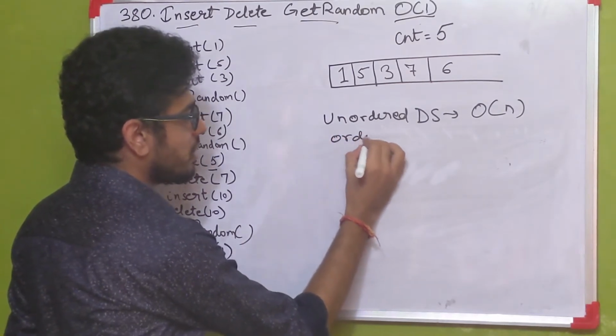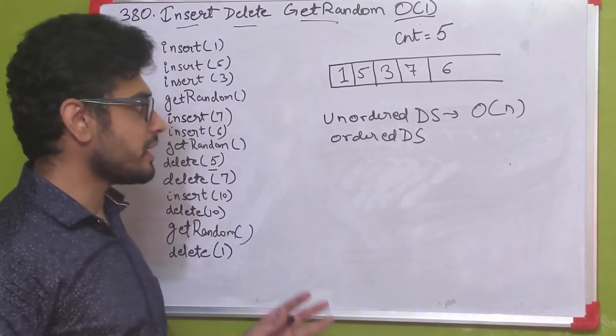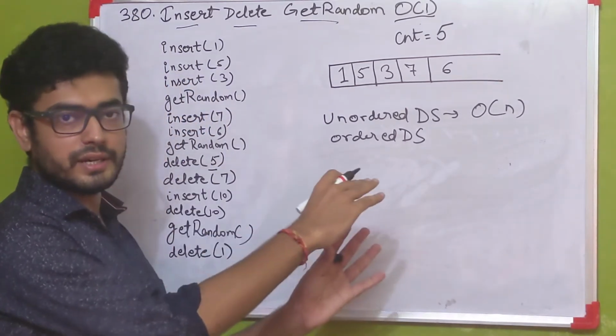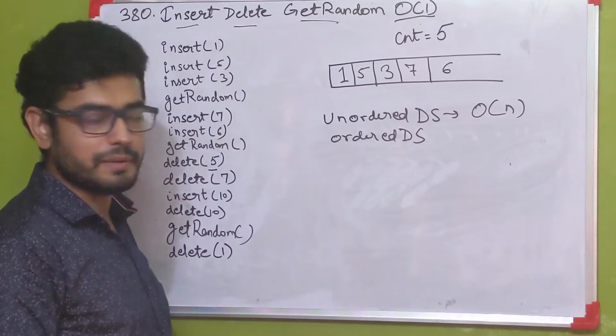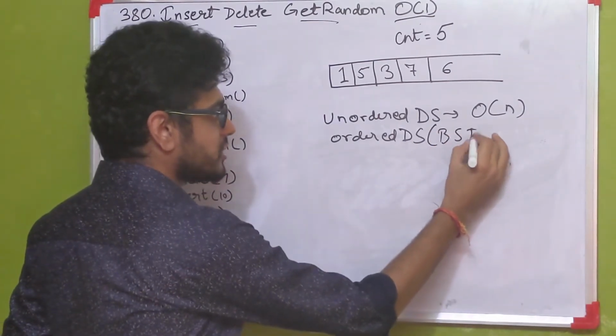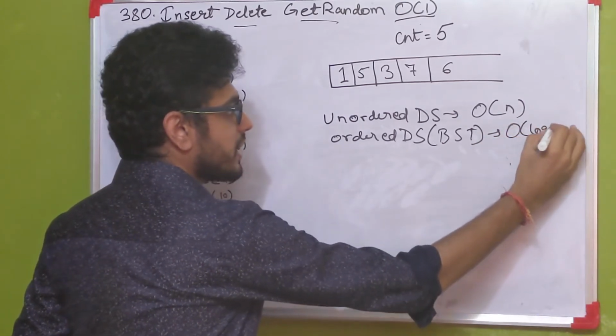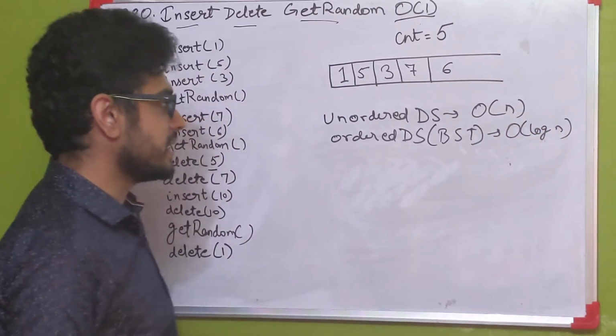The other one is the ordered data structure. This includes things where you are maintaining a sorted list of elements. An example of this is a binary search tree. These kinds of data structures can perform searching in O(log n) time complexity.